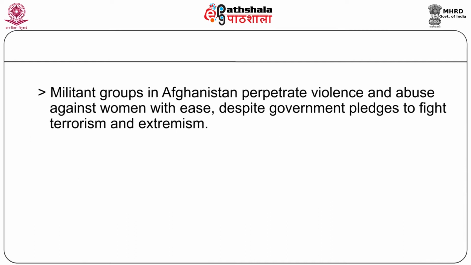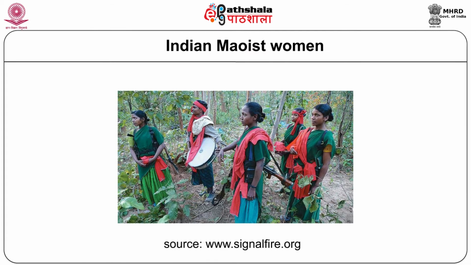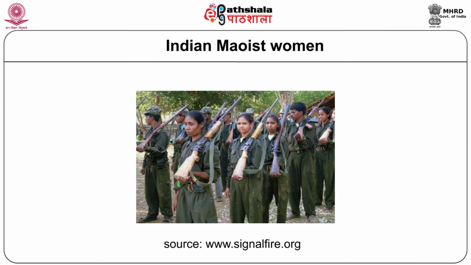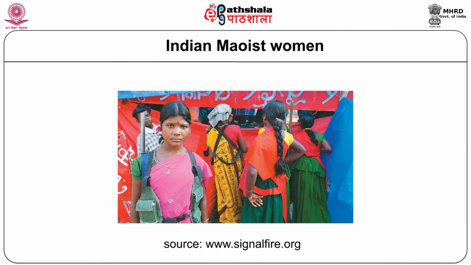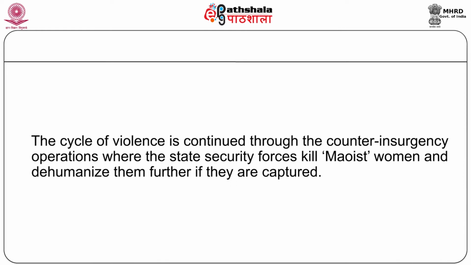Militant groups in Afghanistan perpetrate violence and abuse against women with ease, despite government pledges to fight terrorism and extremism. Extremist groups in Pakistan target women and girls, Muslims and non-Muslims indiscriminately. In India, women cadres, who are almost 60% of the fighting force among the Communist Party of India Maoists, are raped and abused by their own comrades. The cycle of violence is continued through the counter-insurgency operations, where the state security forces kill Maoist women and dehumanize them further if they are captured.